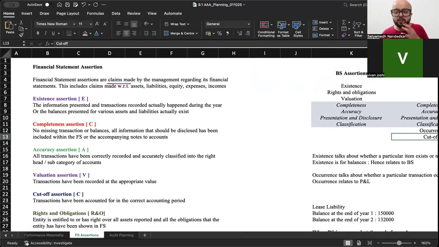मतलब अगर किसी ने बोला कि यार please frame substantive procedures for property, plant and equipment. So in that case, you will think about, okay, what are the financial statement assertions? The first one is existence. तो मुझे चेक करना है whether the non-current asset exists or not. तो मैं कैसे चेक करूंगा?